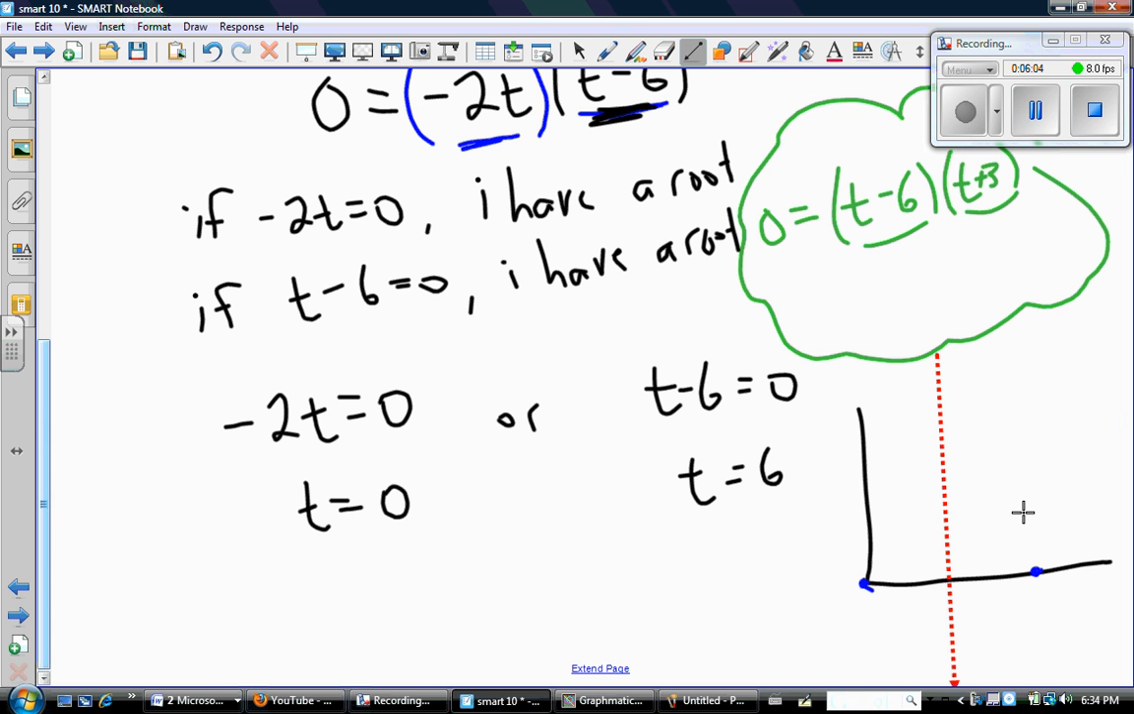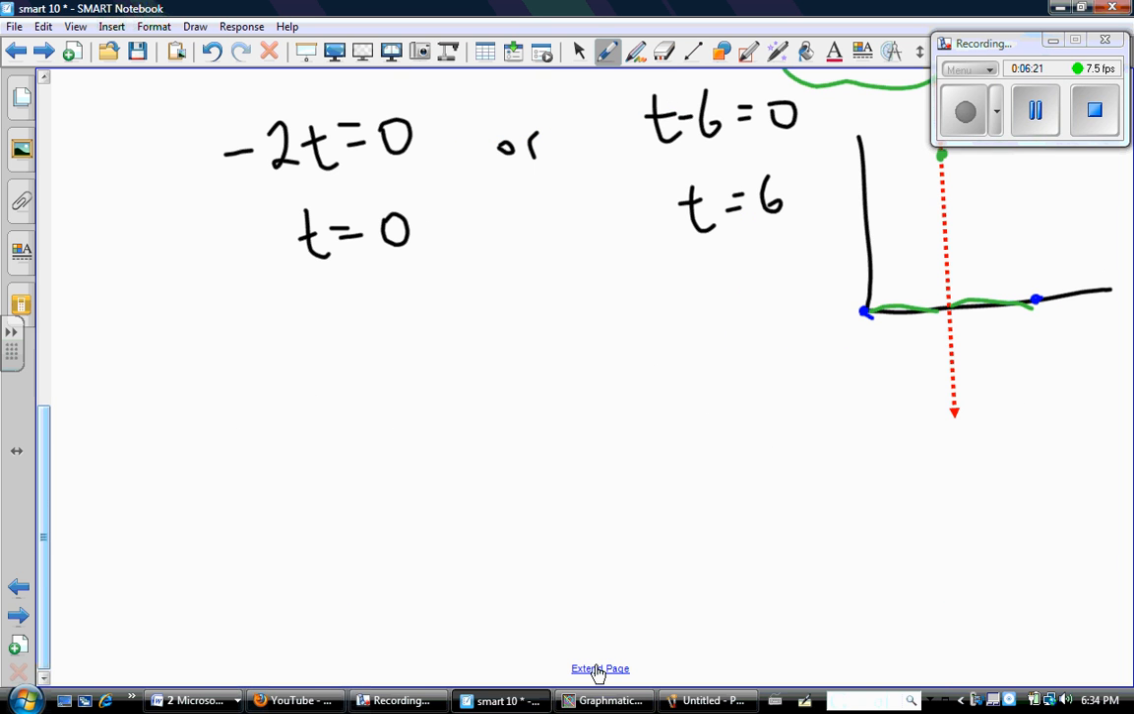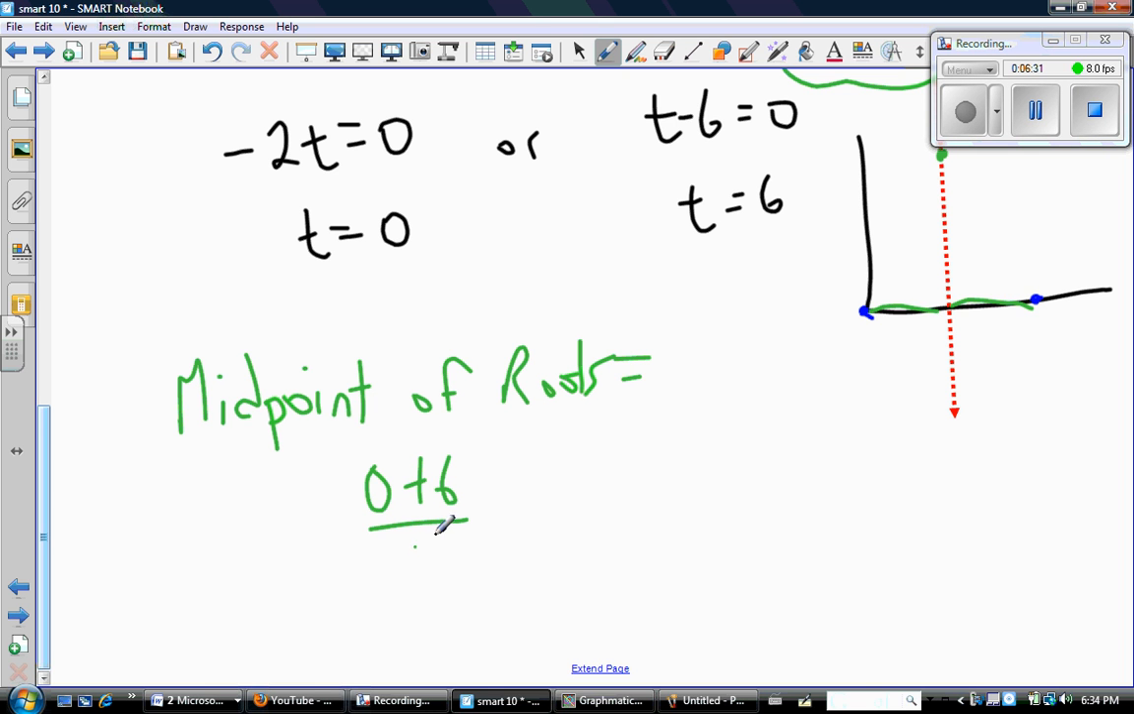And that's important because the line of symmetry is where your vertex is. So we need to find where this midway line of symmetry is. So I need to find the midway value or the midpoint of my roots. So midpoint of roots equals 0 plus 6 divided by 2 equals 3. So this axis of symmetry is at t equals 3.